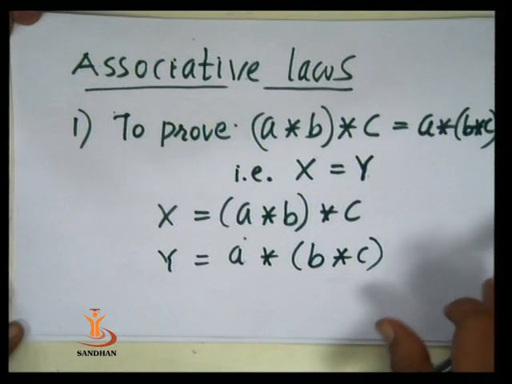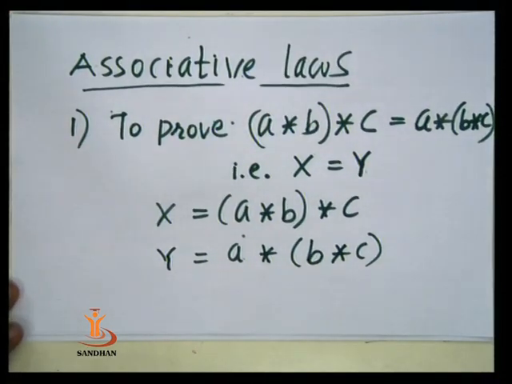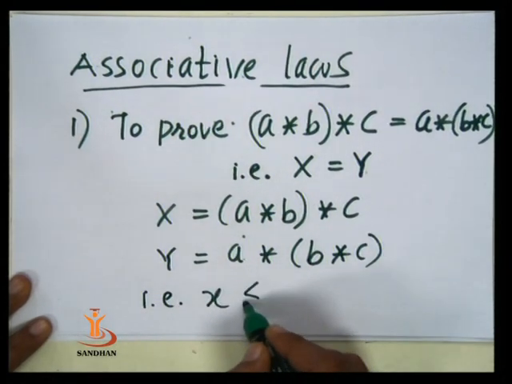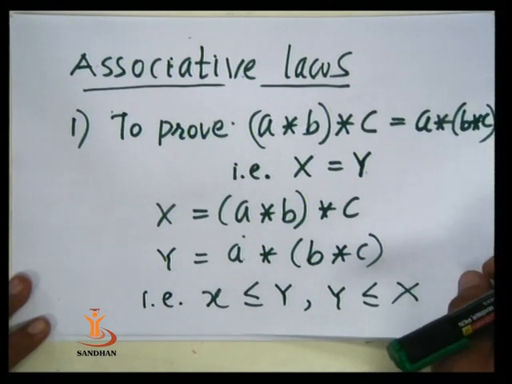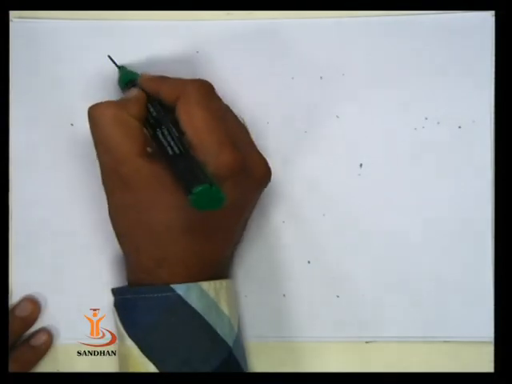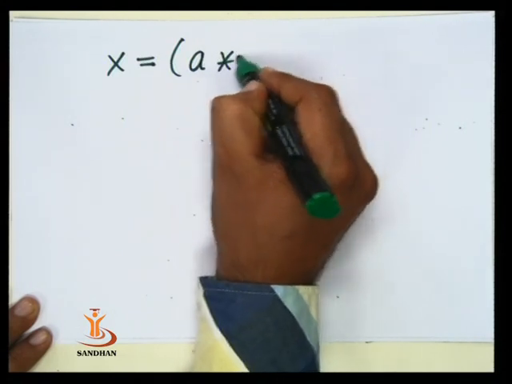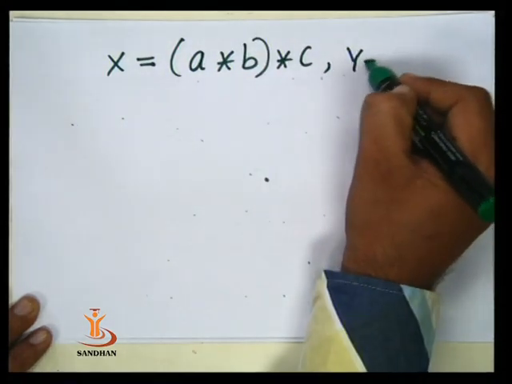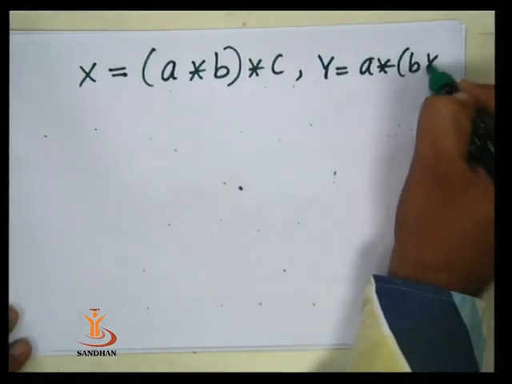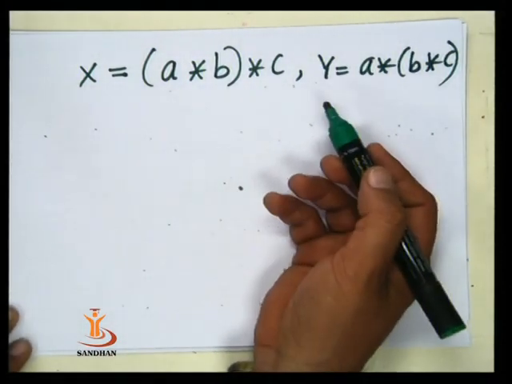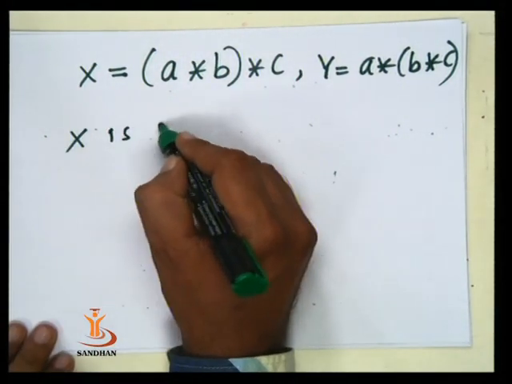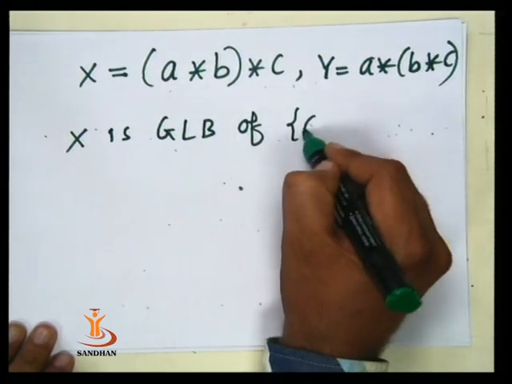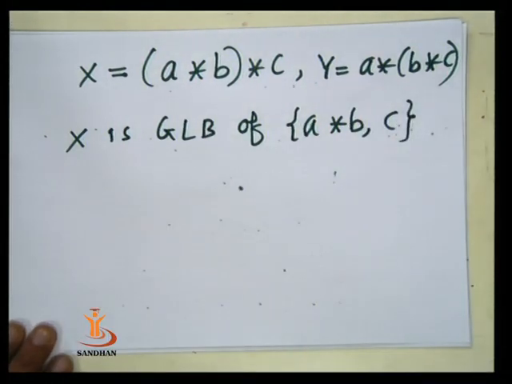So our intent is to show X equals Y, and for that it is enough to show X is related to Y and Y is related to X. Now the relation less or equal is antisymmetric, so X is the same as Y. For that we are going to prove X is related to Y. Now we know X is A star B star C, so X is the greatest lower bound of A star B and C.